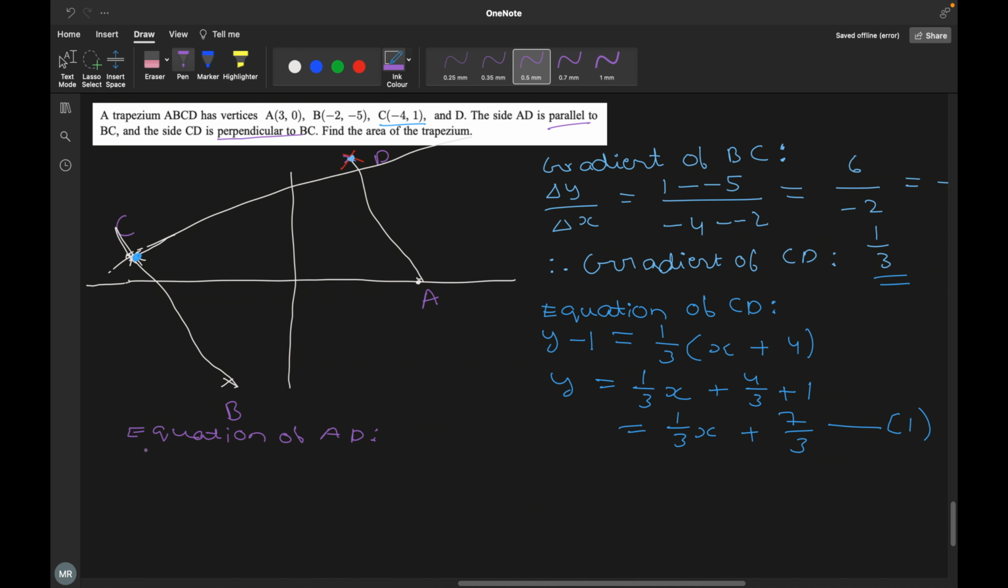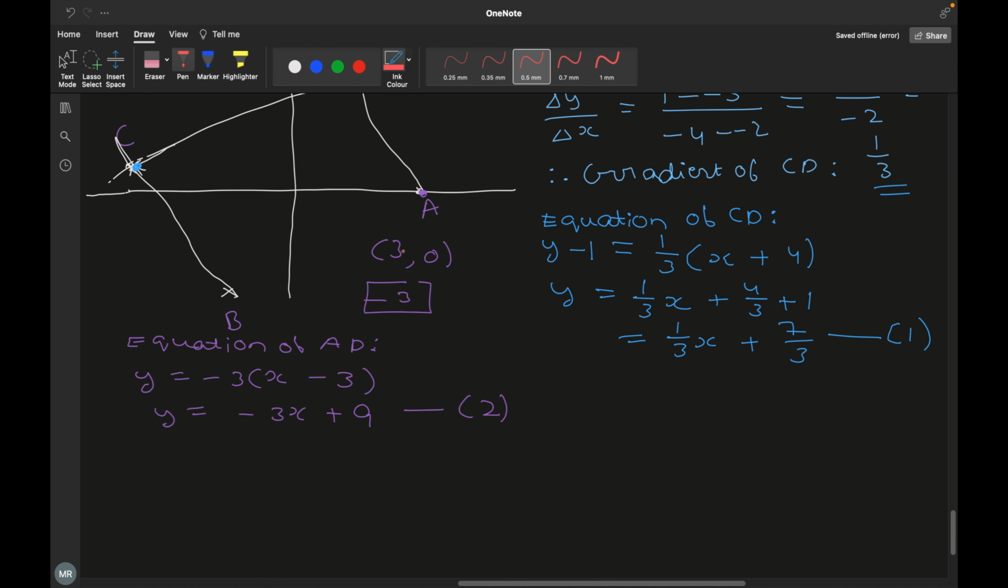So we have the coordinate of A, which is 3, 0, and gradient -3. So using this information, let's find the equation. So y equals -3 into x minus 3. That will be -3x plus 9. This is our equation 2. So now let's equate them.